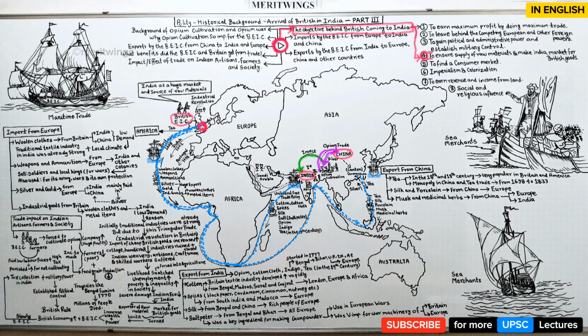Their fourth objective was, friends, to ensure the supply of raw materials and make India a market for British goods.